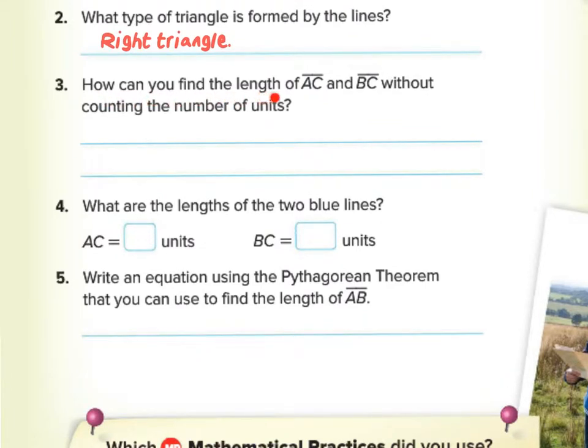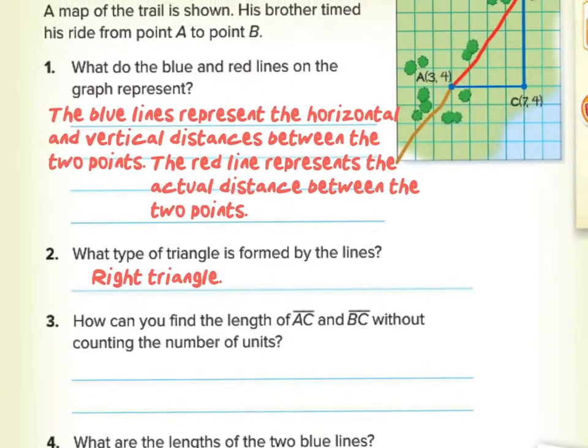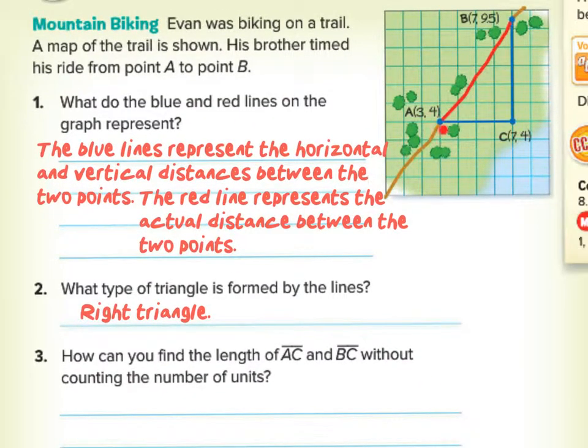Question 3. How can you find the length of line AC and line BC without counting the number of units? Well, we have been given coordinates, right? So what we could do is just simply find the difference between the coordinates. So I have 3 here and a 7 here. What's the difference between 3 and 7? We have 4, right? Is that 4? 1, 2, 3, 4. Yeah.